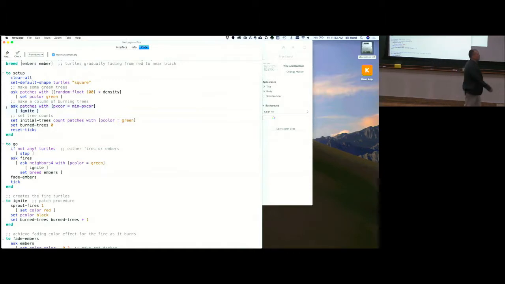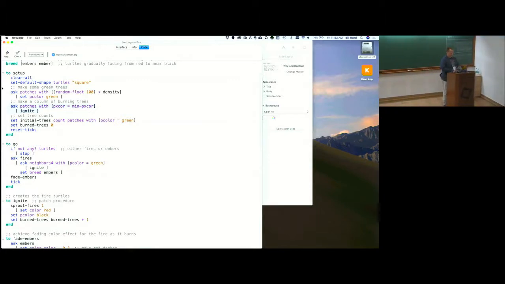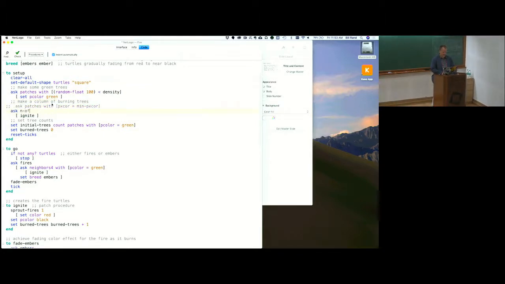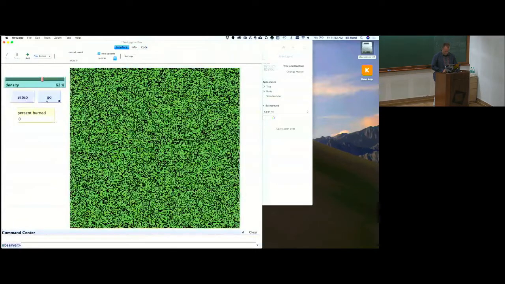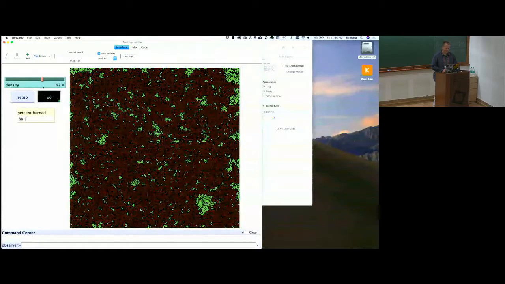But what I could do is I could start the fire someplace else instead. So I could say, let me comment this one out, put a new one in. Ask n of, say, 100 patches. Will that work? Yep, that should work. Okay. So you can't see it very well because the patches are so small, but there's 100 red dots in the forest right now, right? If I started running, right, it comes out of those 100 red dots, right?